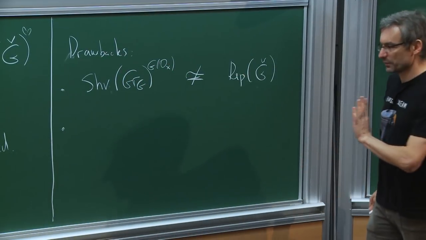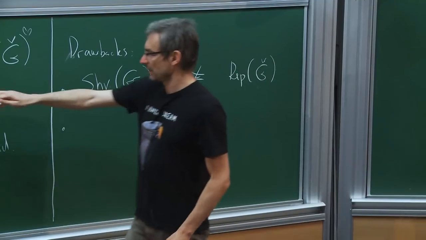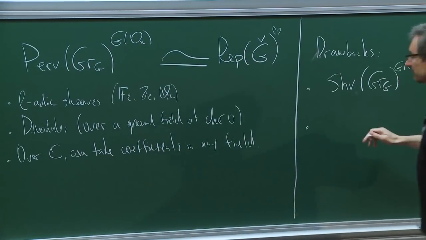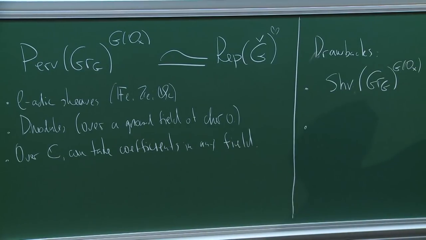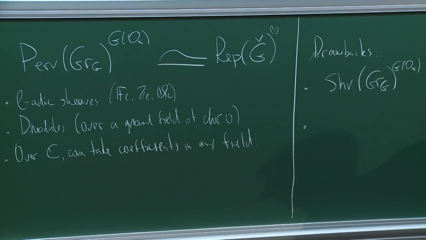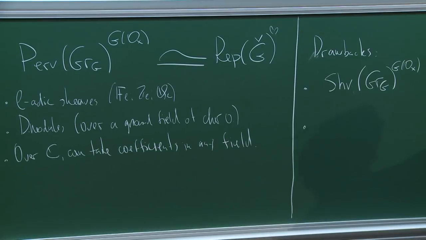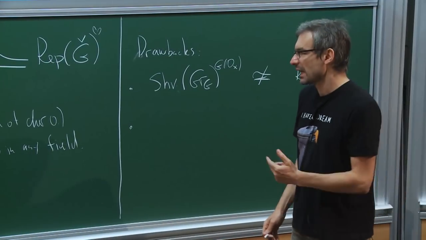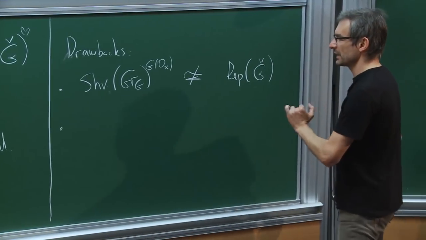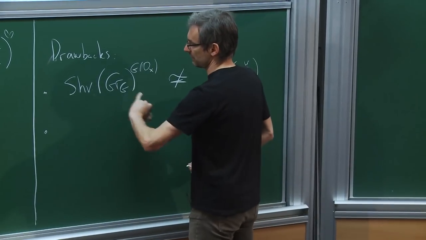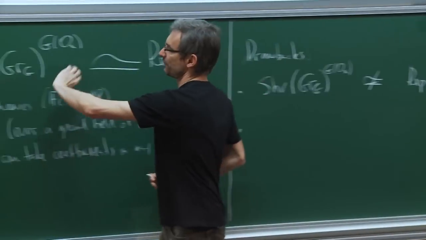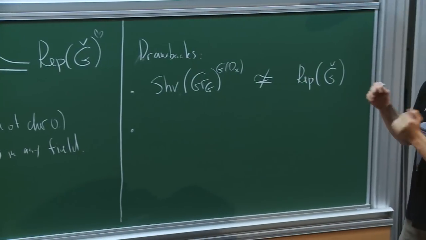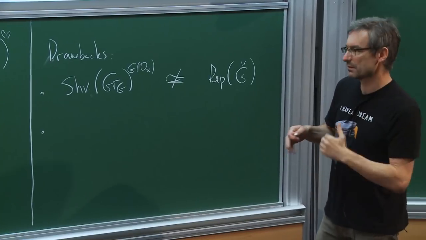Another point, and this is kind of the main direction of this talk, as we will see in about half an hour, is that the right-hand side admits a quantum deformation. Namely, there is such a thing as representations of the quantum group. And you may try to deform the left-hand side, but again, this equivalence, even at the abelian level, will completely fail.